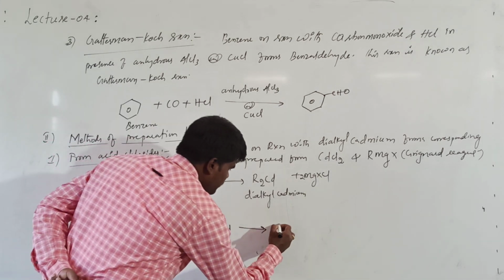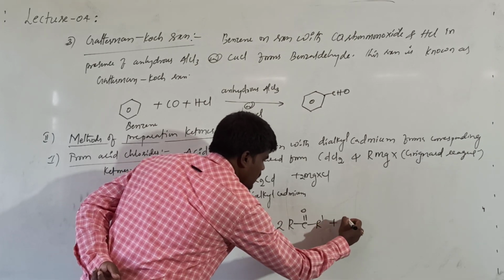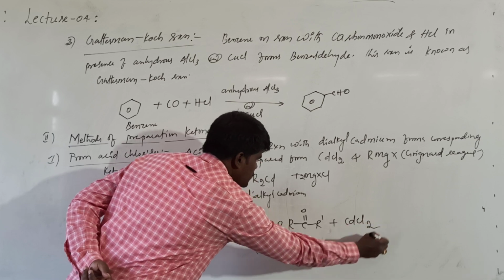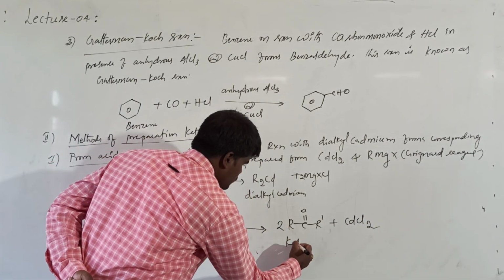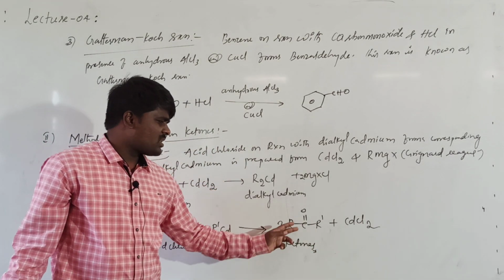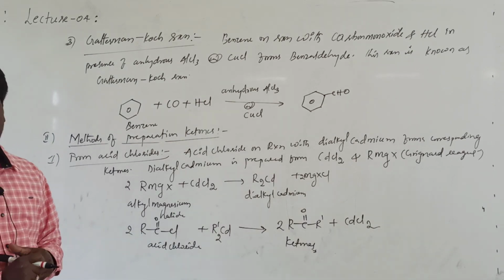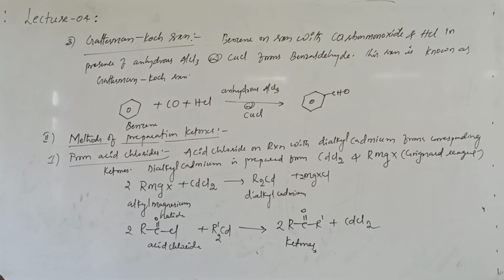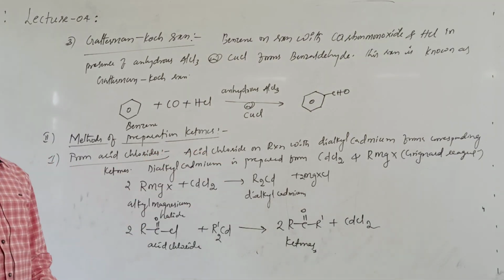You will get 2 moles of R C double bond O R dash and CdCl2, right? This we call ketone. This is your product here. Whether these two alkyl groups may be same or different, this particular reaction is used for the preparation of ketones only. Okay, preparation of ketones from acid chlorides from the reaction of dialkyl cadmium.